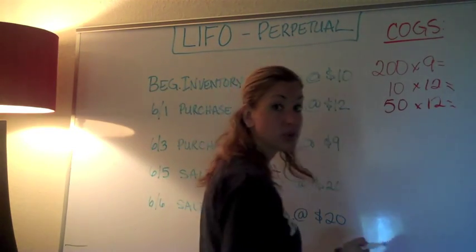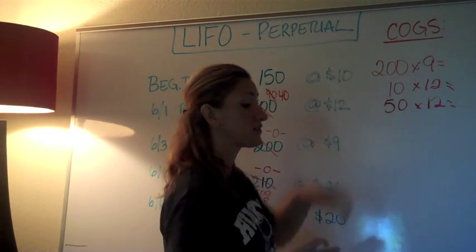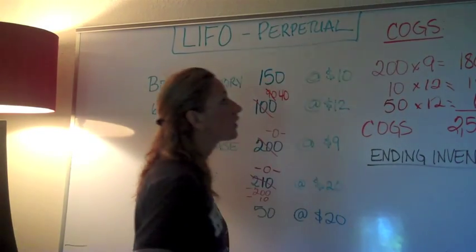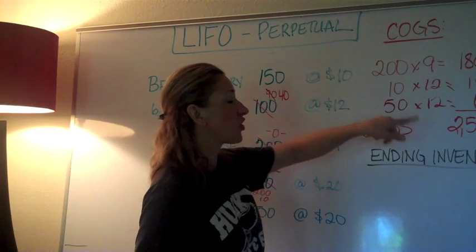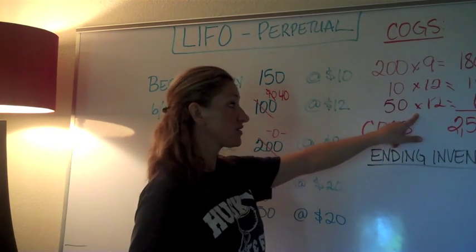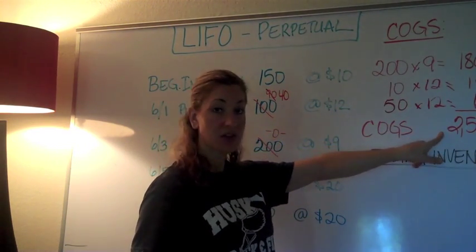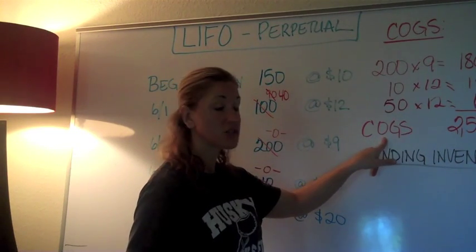Okay, I'm going to do a quick calculation and we'll add up our cost of goods sold. Okay, we've calculated everything up and we've added all three of those costs, and it equals $2,520. That's going to be our cost of goods sold.